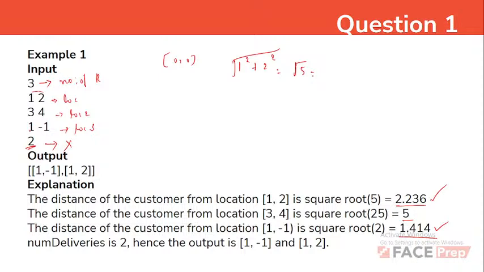So the location of the particular restaurant is 1, minus 1, as well as 1, 2. Hence, my output is 1 comma minus 1 and 1 comma 2, because these 2 vegetarian restaurants are located at the smallest distance from the customer's location. So the distance of this is 1.414 and the distance of this is 2.236. So while comparing all the 3 distances, these 2 are the shortest distances. Hence in the output I'll be printing this.